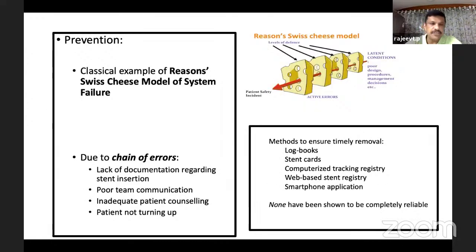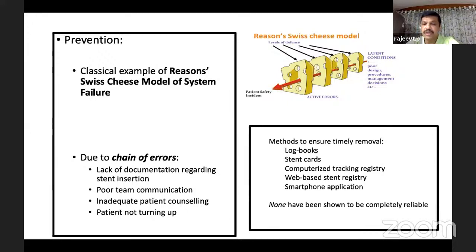Now, prevention. One has to follow the classical example of the Swiss cheese model of system, because this occurs due to a chain of errors, like lack of proper documentation regarding the stent insertion. Next can be poor team communication, because there is some misunderstanding and no appropriate communication between one and the other. Next is inadequate patient counseling. And the next is a totally non-compliant patient.